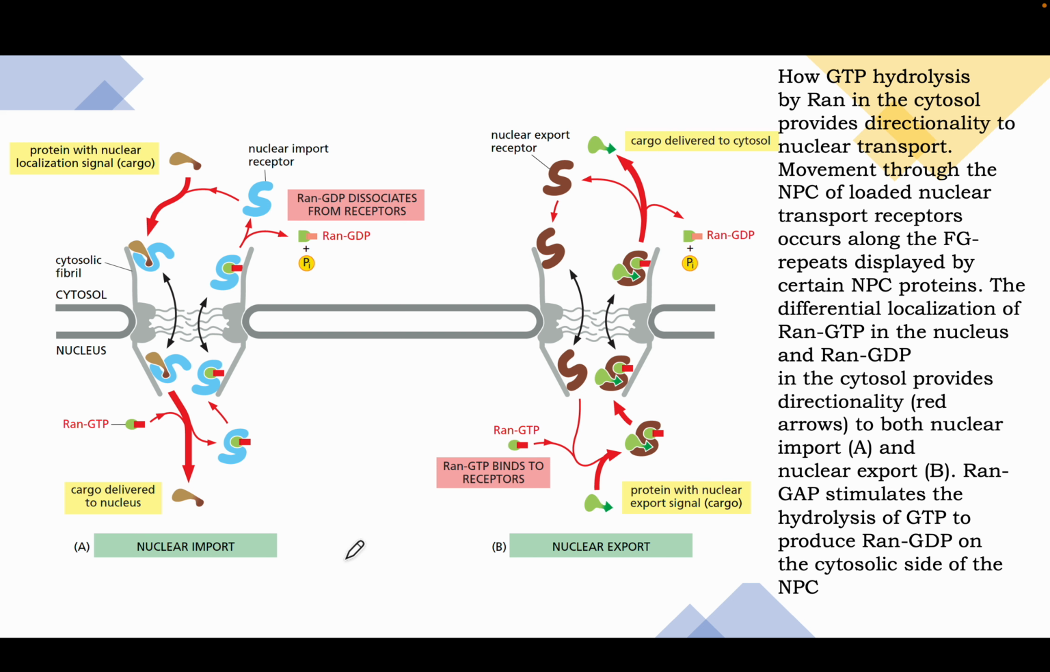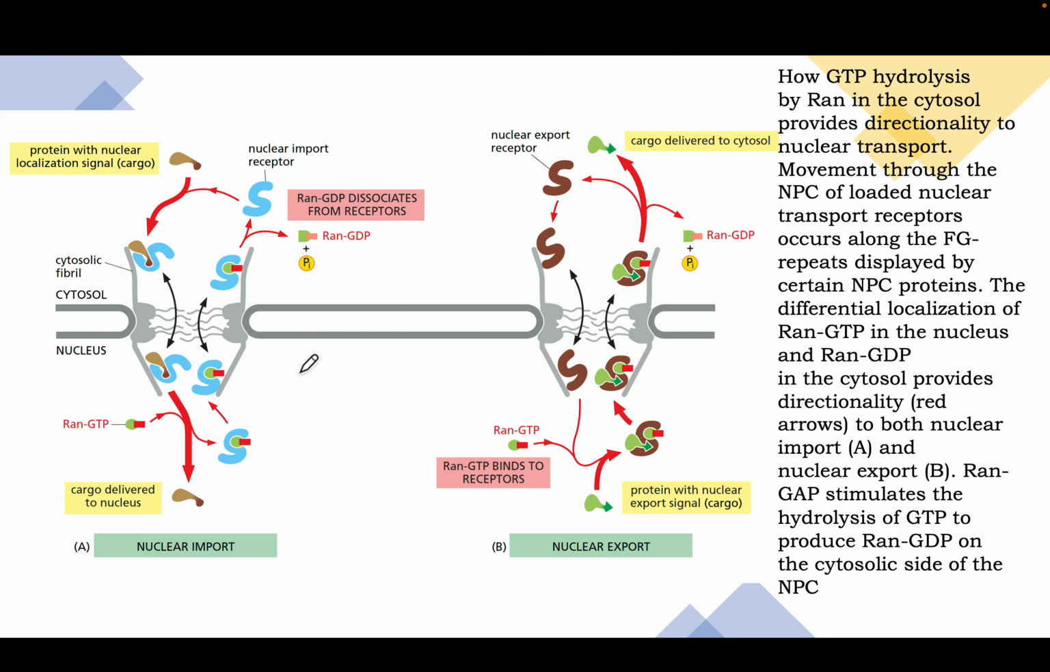So now, how GDP hydrolysis by RAN in the cytosol provides directionality to nuclear import. Here you can see, for simplification, this is a nuclear membrane, outer membrane, inner membrane. This is the nuclear side, this is the cytoplasmic side. These complex structures are nuclear pores. The picture shows nuclear import here, and nuclear export here.